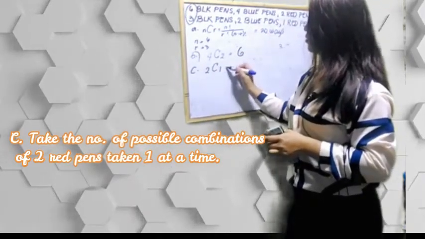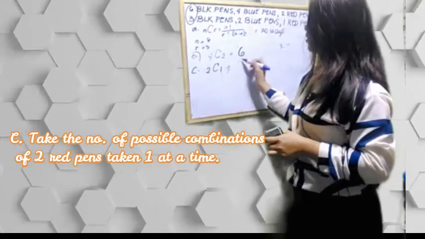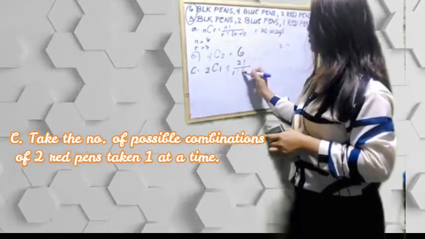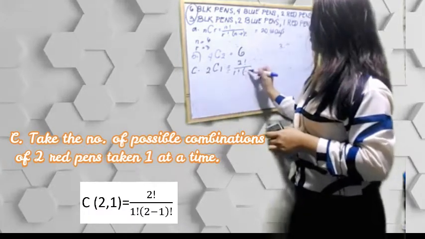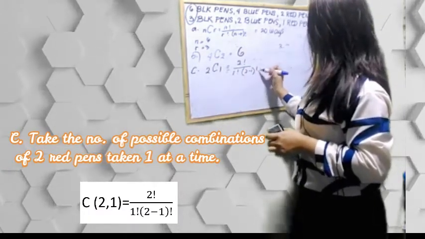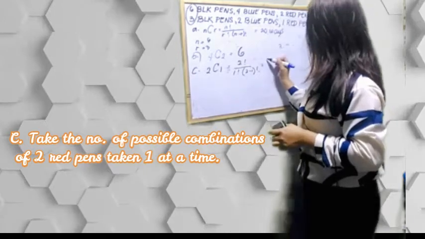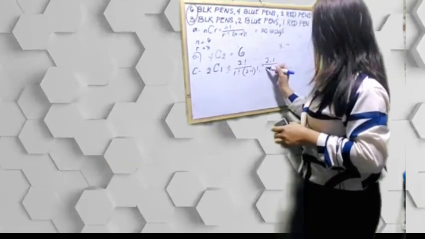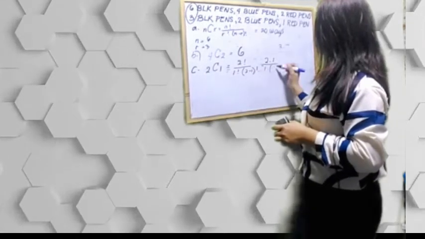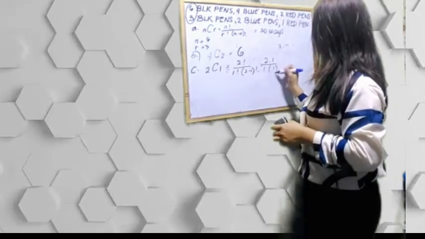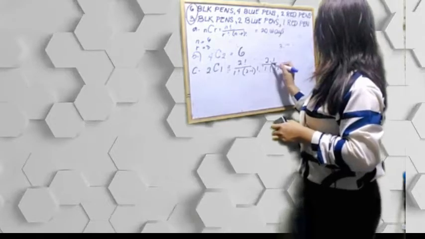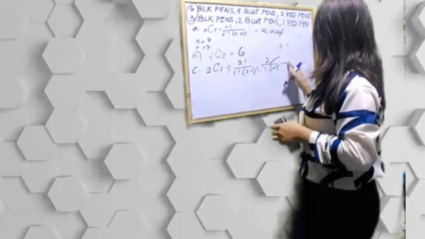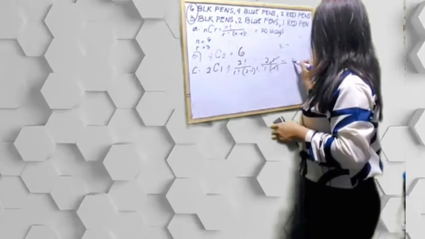You will take 1, so your r will be 1, so that will be 2 factorial over r, which is 1 factorial, times 2 minus 1 factorial. 2 factorial when expanded is 2 times 1, right? 1 factorial is still 1, and 2 minus 1 is still 1, so this is still 1. Cancel this one. What you will have is 2 divided by 1, which will give you 2.